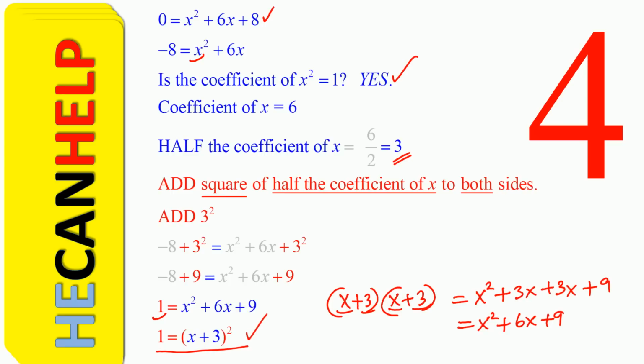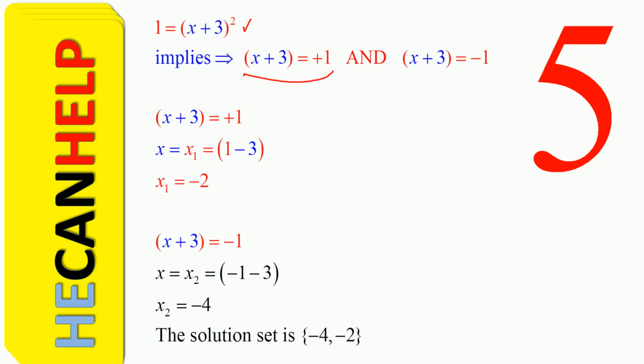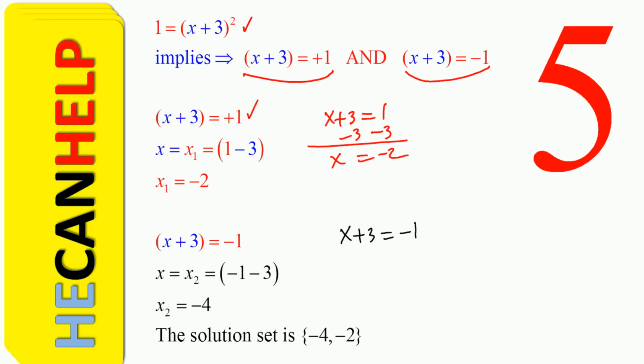Take the square root on both sides. So you get x plus 3 is equal to positive 1 and x plus 3 equals -1. Solve each one of them. X plus 3 is equal to positive 1. Subtract 3 and you get x equals -2. X plus 3 equals -1. Subtract 3 and you get x equals -4. Instead of calling it black x and red x and all that, let's call this x1 and x2. That is our solution set.